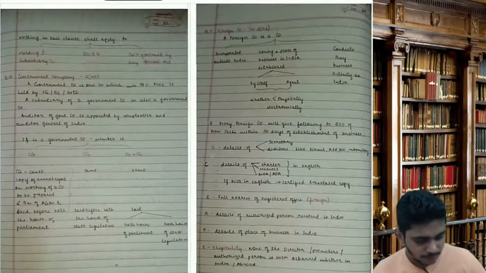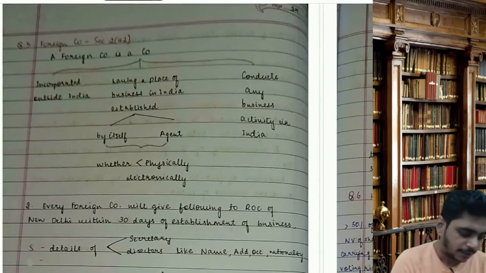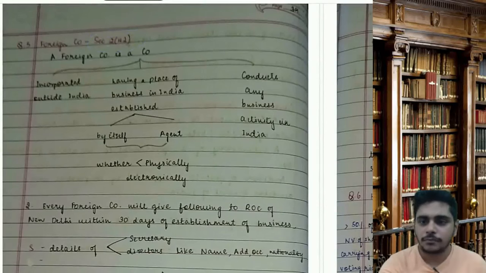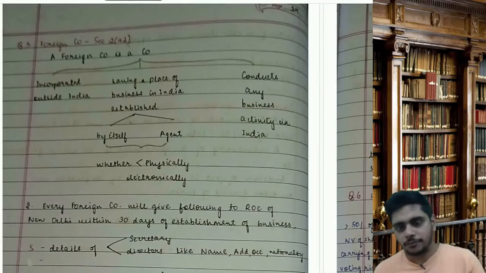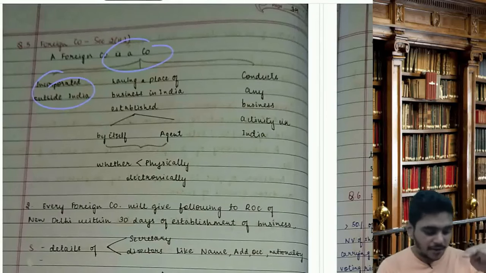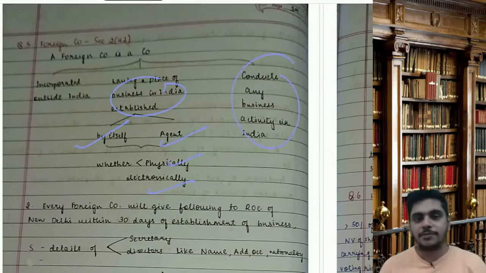Then question number 5. Sir, what is a foreign company? As per Section 2(42), a foreign company is a company which is incorporated outside India and having a place of business in India, established either by itself or through an agent, whether physically or electronically, and conducting any business activity in India.